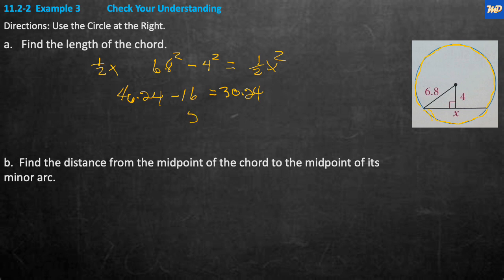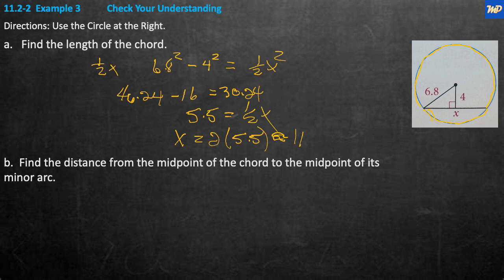So 5.5 is equal to 1/2 of x. So we need all of x. So all of x is 5.5 times 2. So x is going to be equal to 2 times 5.5, and that's going to be equal to 11. I'm going to say it's approximately equal to 11. Okay, and that'll be close enough, 11.